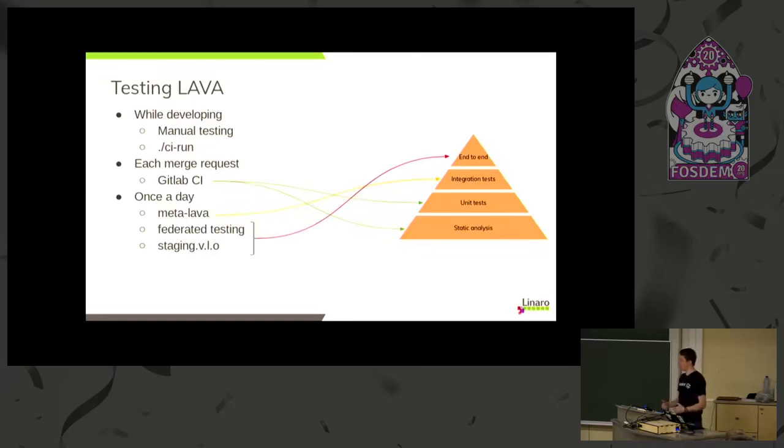Then every day, we will run integration tests thanks to MetaLAVA. This is what I will present today. And every day, we also take the latest master and we install it on staging, this is our staging instance, which is a pre-production instance where people are actually running real stuff on it. So we are sure that if it's breaking, it will break on real users. So it's important. We also do federated testing that I will not present today. If you want more information, I did a presentation last year at FOSDEM.